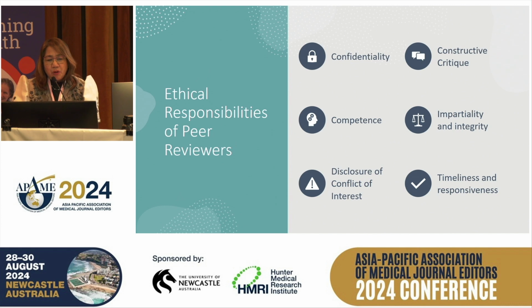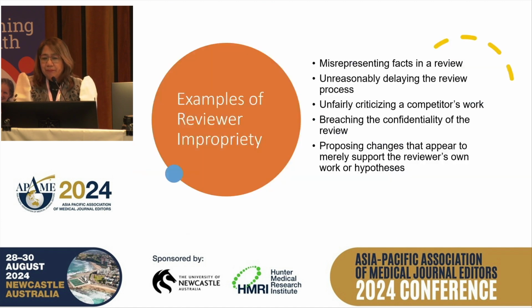Okay. So also, the author should disclose all conflicts of interest and review in a timely manner. Okay, what are some examples of reviewer impropriety? So distorting information in a review, causing unnecessary delays in the review process, or unjustly scrutinizing a rival's work, violating the trust of the review process, or suggesting modifications that seem to align only with the reviewer's own research or theories.